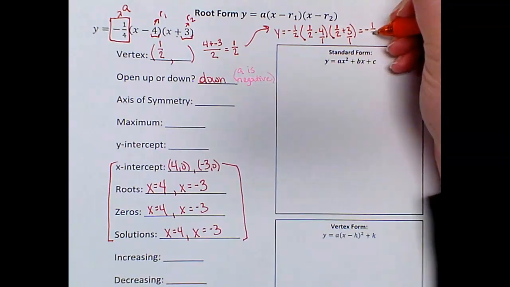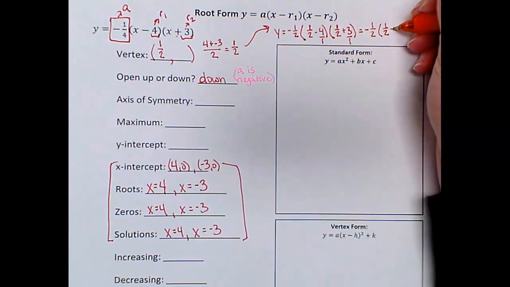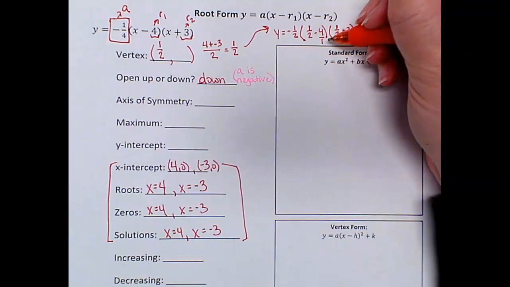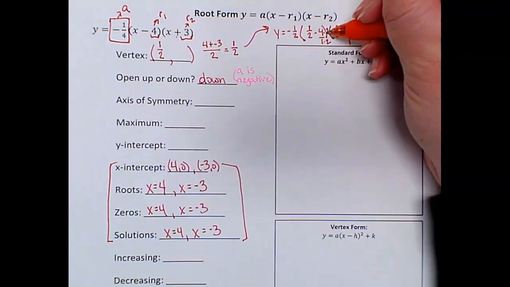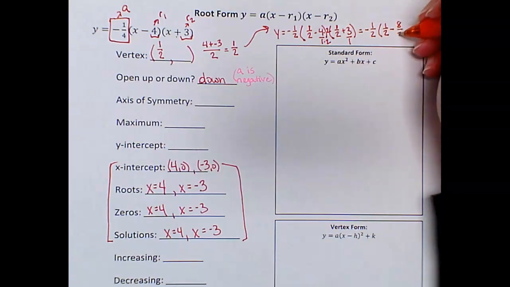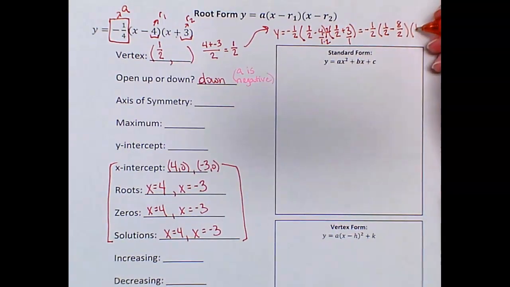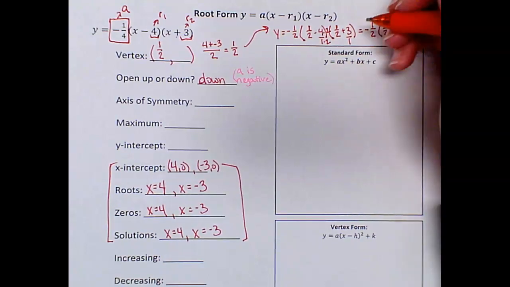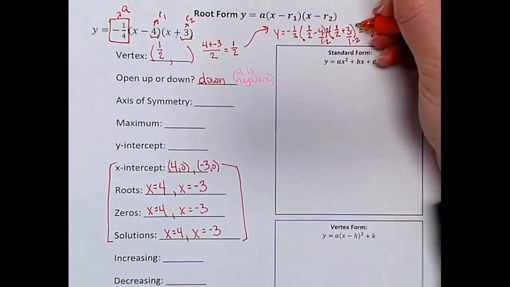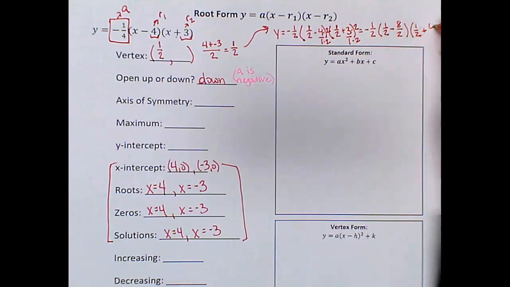So I have -1/4 times 1/2 minus 4 over 1 needs to be something over 2. So I'm going to multiply both of these by 2. This is 8 over 2. And then 1/2 plus 3 over 1, well, I want that to be something over 2. So I'm going to multiply both top and bottom by 2. That's 6 over 2. So this is -1/4 times 1 minus 8 is -7 halves. And 1 plus 6 is +7 halves.